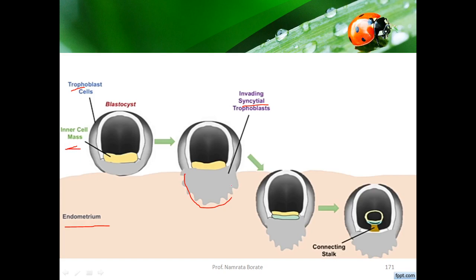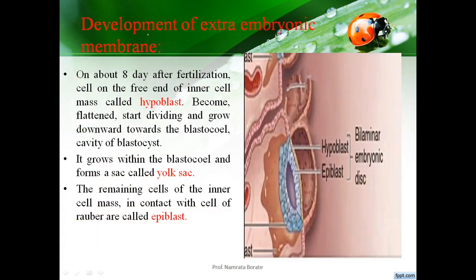This innermost cell undergoes differentiation into two layers of cells. The first one is the epiblast and the second one is the hypoblast. The epiblast layer is towards the amnion, and the hypoblast cell is towards the yolk sac. The embryo is connected by a stalk-like structure called the connecting stalk.